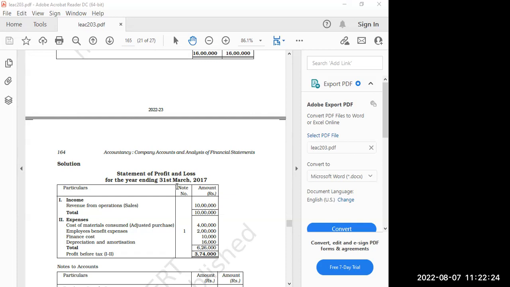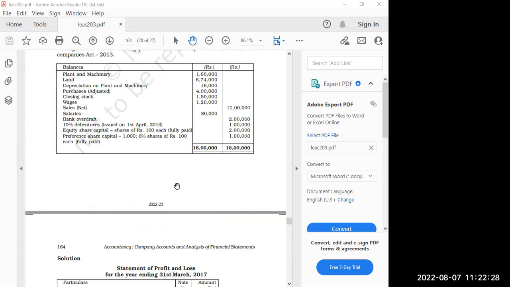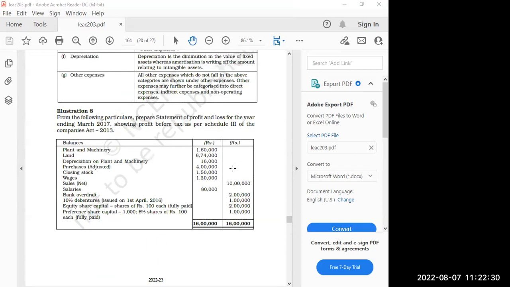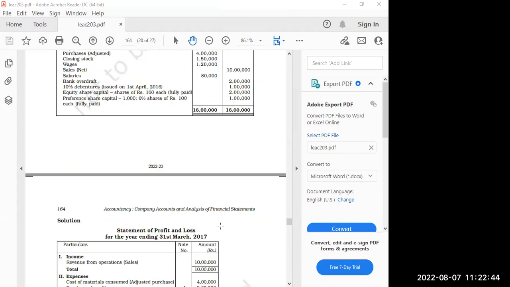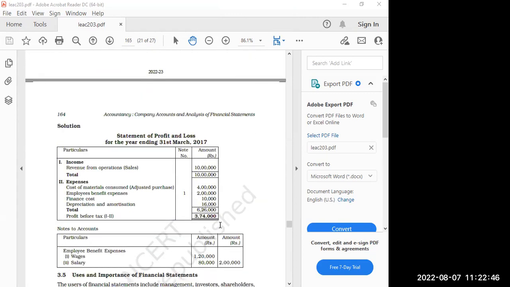There is no other income. Look at the trial balance. There is nothing called income. Income will be only on the credit side of the trial balance. On the credit side, 10 lakh is there, that is sales. Another 2 lakh, that is bank overdraft. 1 lakh is the debenture. Equity is 2 lakh and preference share is 1 lakh. There is no more credit. So no other income is there. So other income 0. Okay, total income is 10 lakh only. Then expenses. You have to write all the expenses one by one.